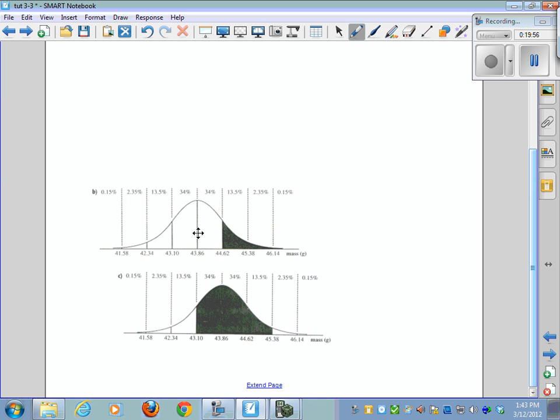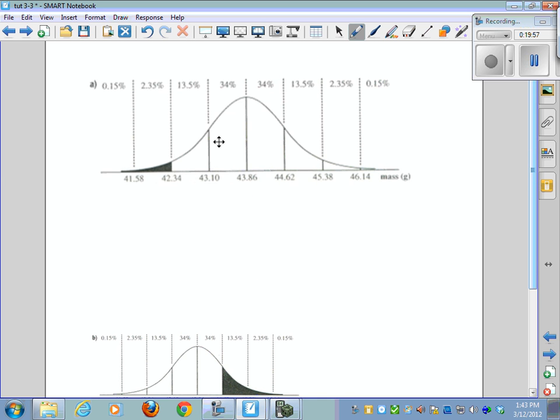Let me just make some room here. Okay, so this is 2A right here. What percent is less than 42.34? So you sort of shade in this value right here. Now, where do these numbers come from up top here? I didn't really explain that very well.